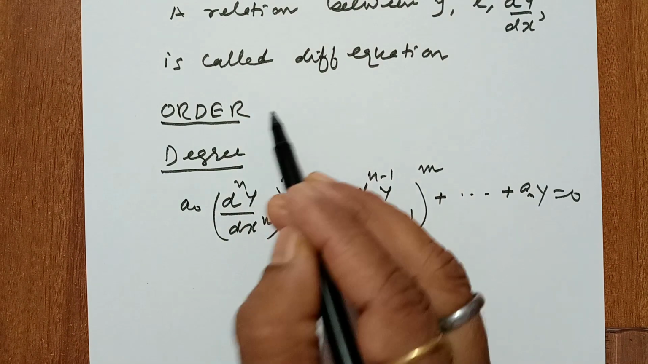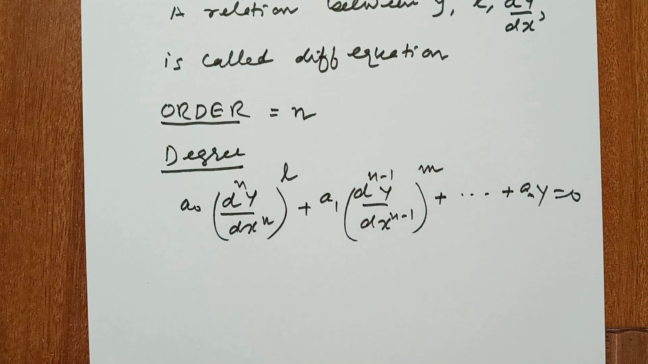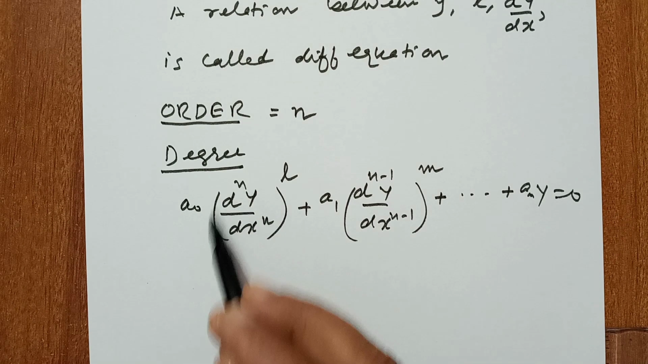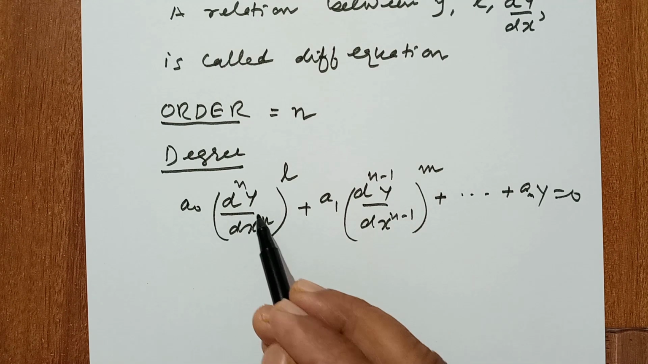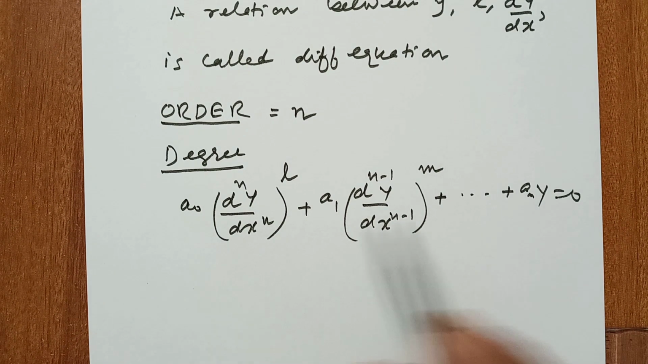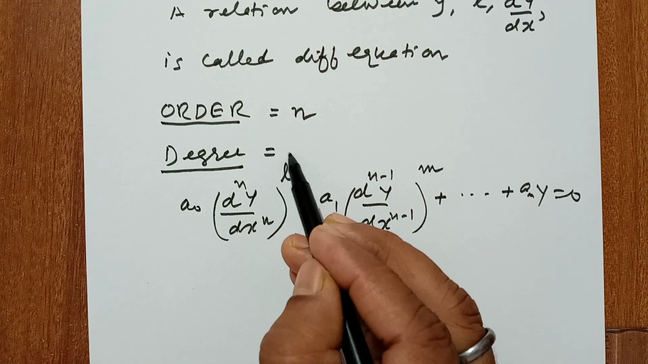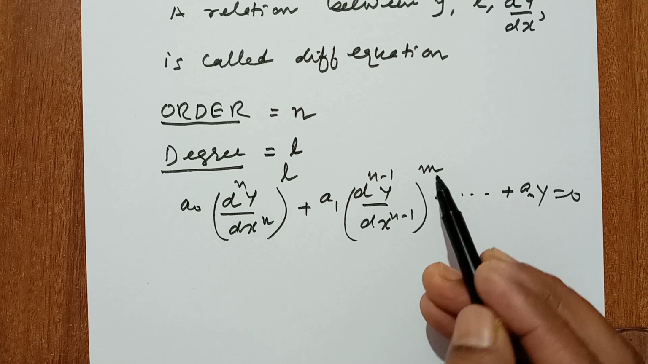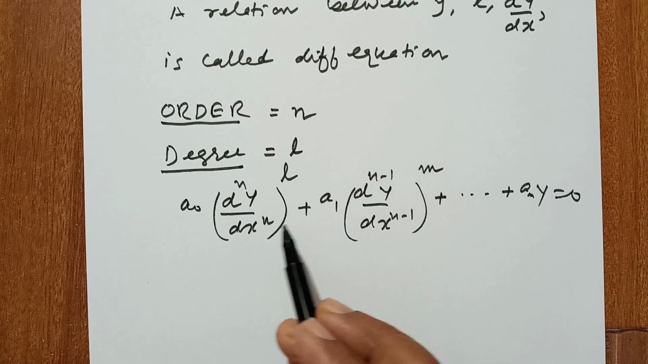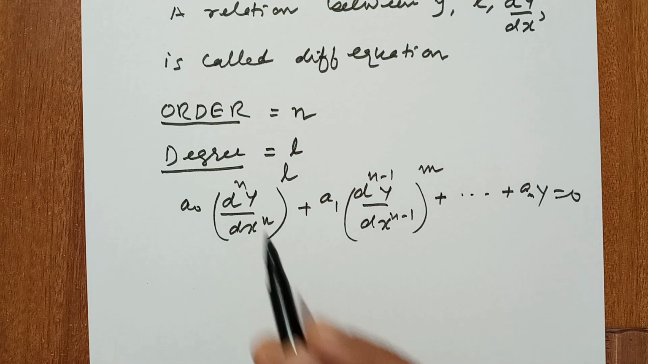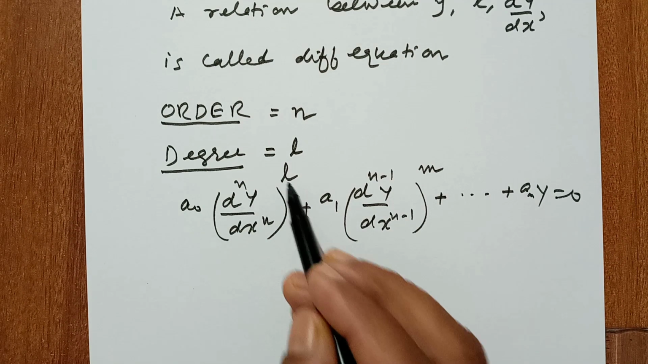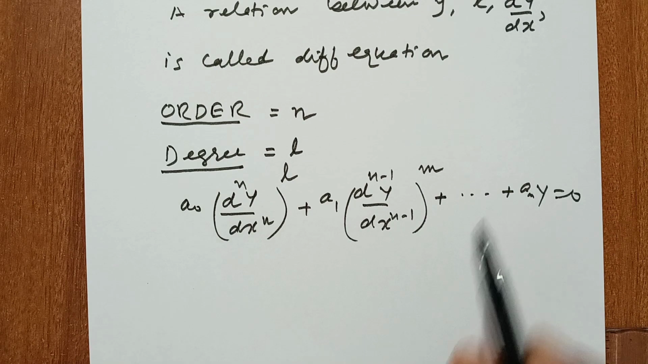So the order is n. First we check the order, and the power of the highest order derivative is called the degree of the whole differential equation. Here the degree is l. Whether l is less than m or greater than m does not matter. First we check the order, and the degree is the power of the highest order derivative.